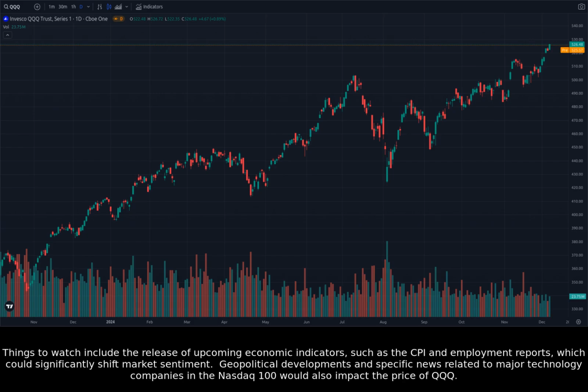Things to watch include the release of upcoming economic indicators, such as the CPI and employment reports, which could significantly shift market sentiment. Geopolitical developments and specific news related to major technology companies in the Nasdaq 100 would also impact the price of QQQ.